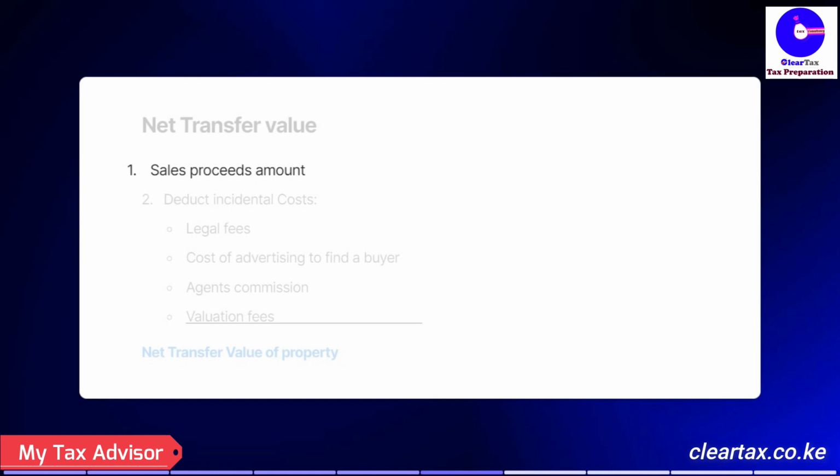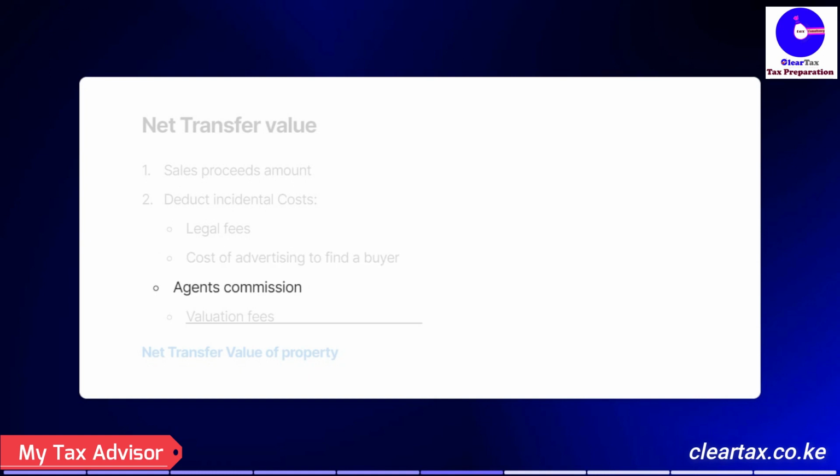And then you deduct incidental cost or reasonable cost that you incurred in the process of selling that property. And this incidental cost can be things like legal fees or professional fees. You paid a lawyer, you paid an accountant to prepare your books, to consolidate records, you paid a valuer, all those costs. You have also incurred costs of advertisement to find a buyer, all right?